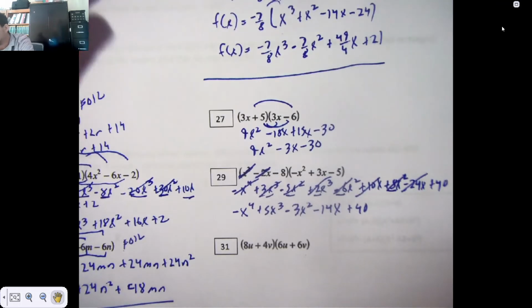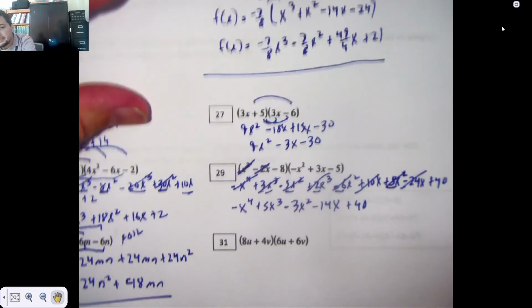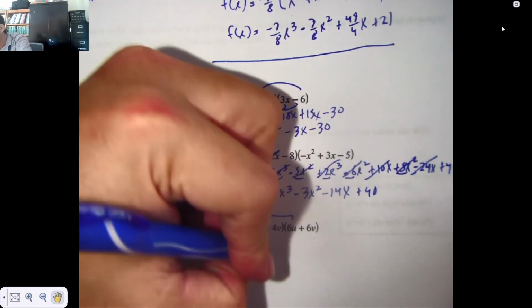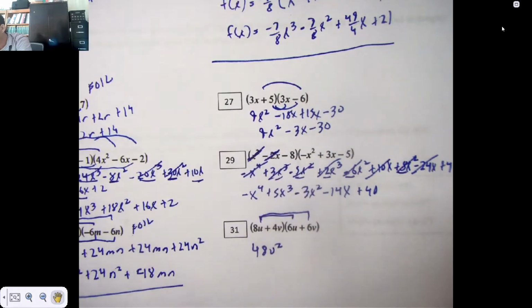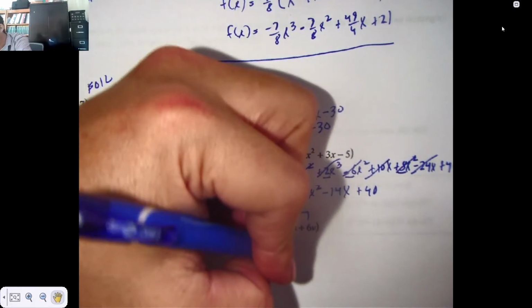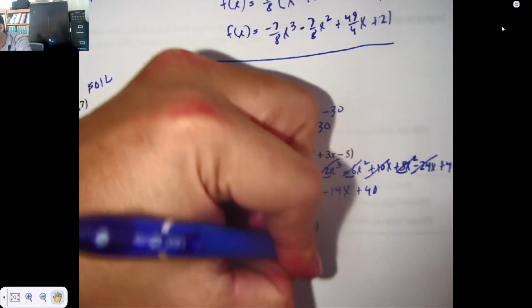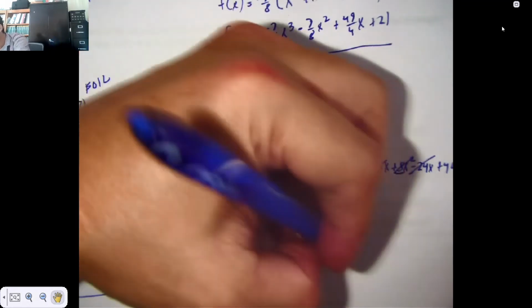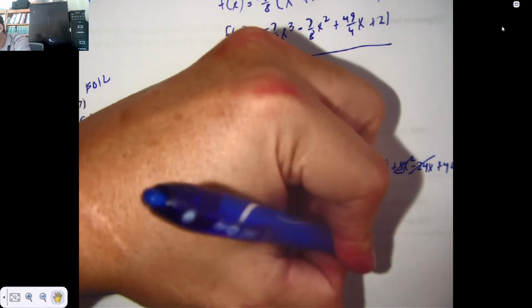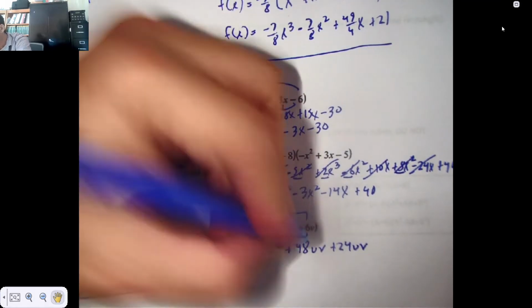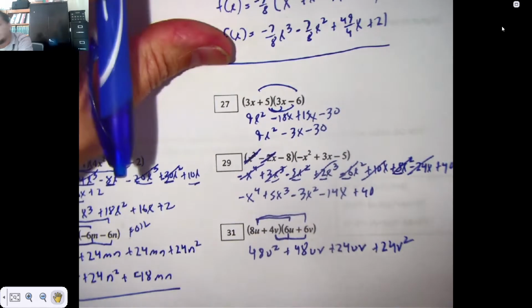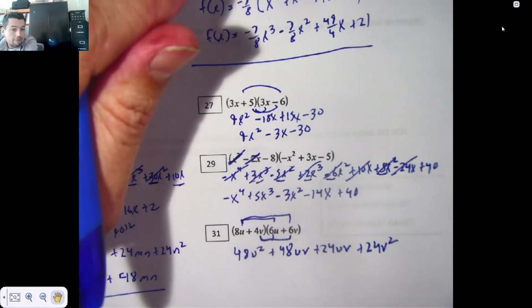And the last one here, 8u plus 4v times 6u plus 6v. So there's going to be my 48u squared plus 48uv plus 24uv, and then plus 24v squared. And then we go after alphabetical order again.